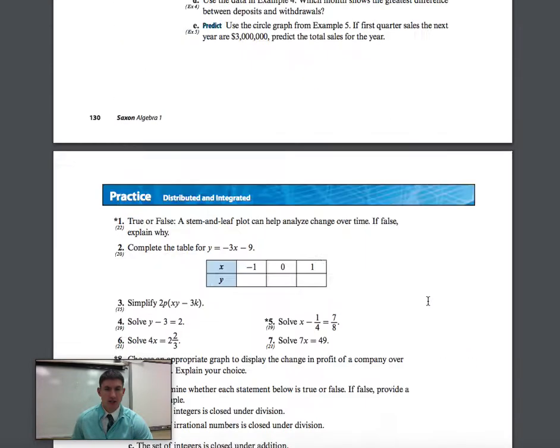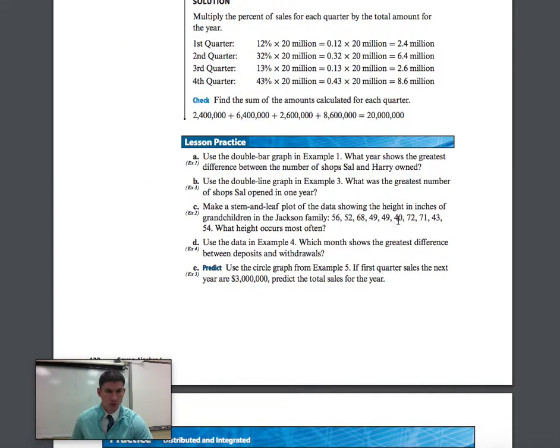So in the 40s section, you'd have 40, 43, so 4, 3, 49, 49. In the 50 section, you'd have 52, 56. In the 60 section, 68. And then in the 70 section, 71 and 72. What height occurs most often? You've got, for letter C, 49 inches.